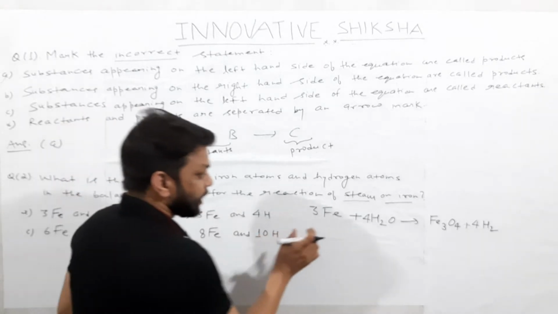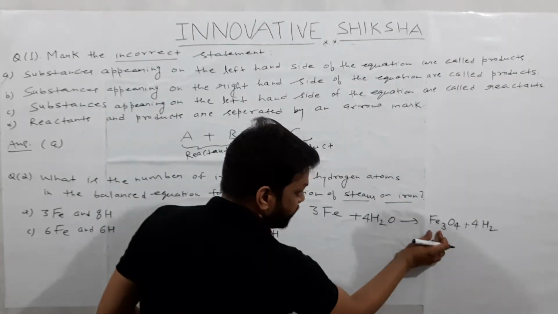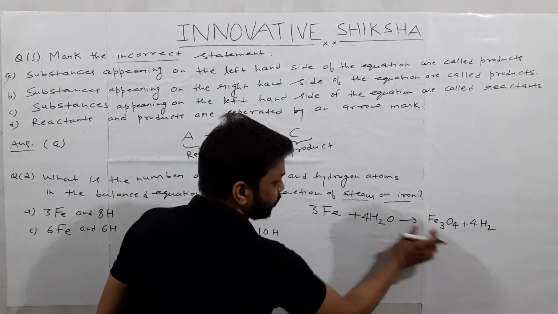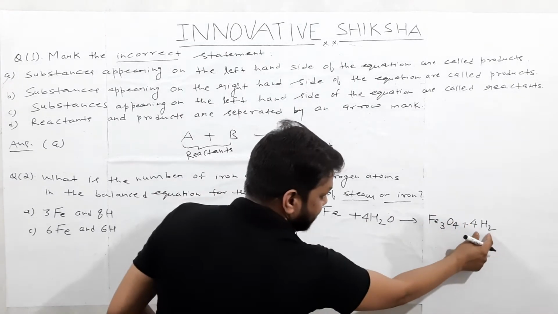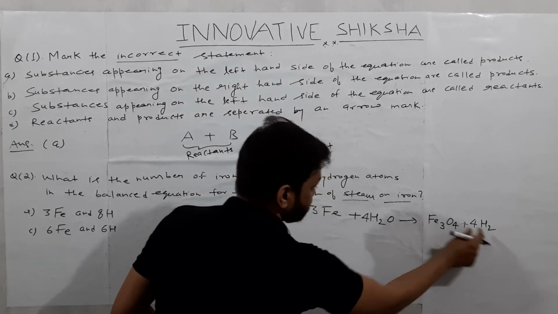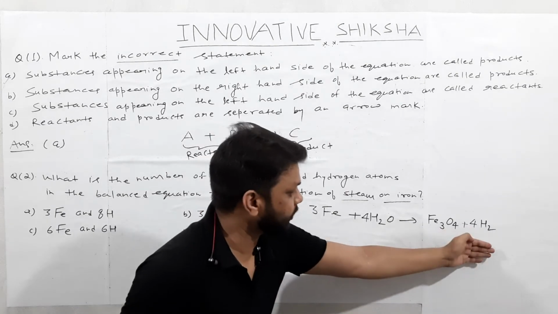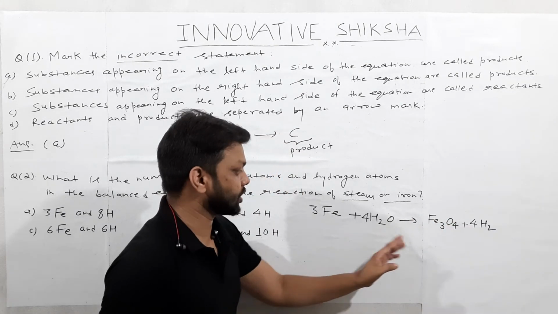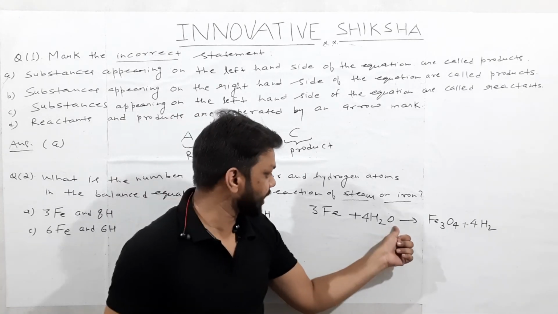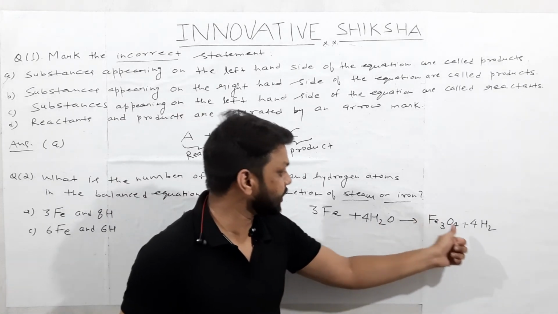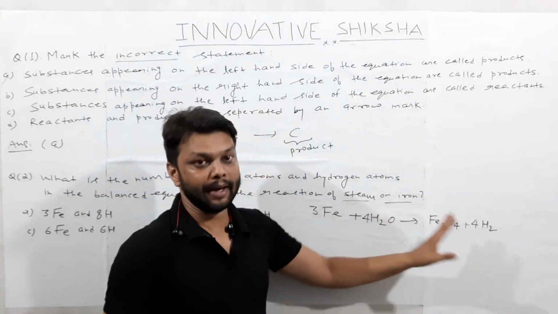So let us check. Here we have 3 iron atoms. Here we have also 3 iron atoms. It means iron atoms are equal on both the sides. Here we have 8 hydrogen atoms and on the right hand side also we have 8 hydrogen atoms. It means hydrogen atom is also balanced on the left hand side and on the right hand side. And now finally check the oxygen atom. Here we have 4 oxygen atoms and here also we have 4 oxygen atoms. It means this equation is now balanced.